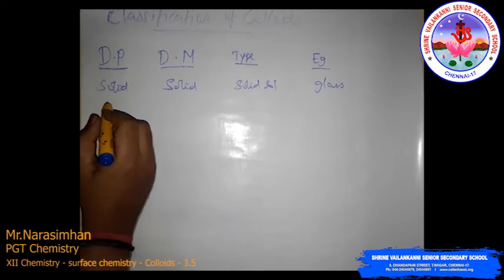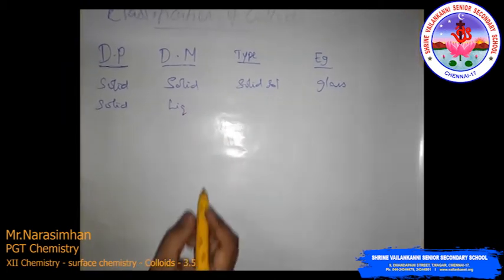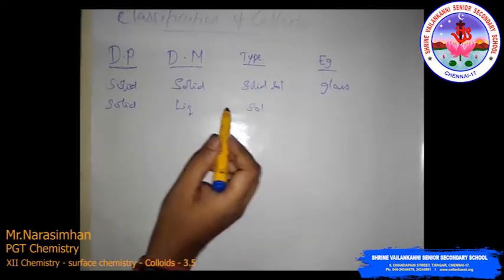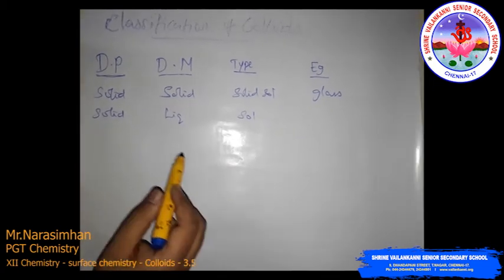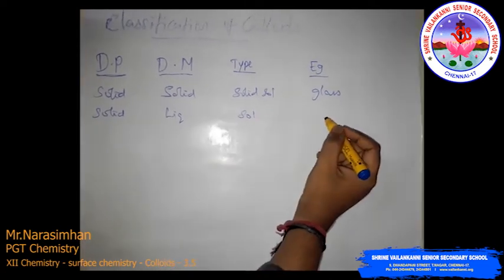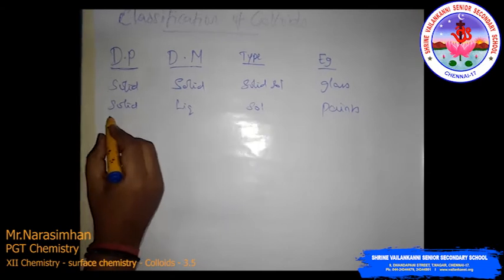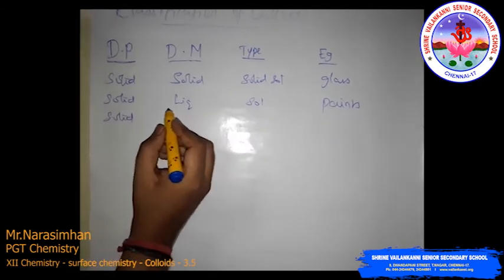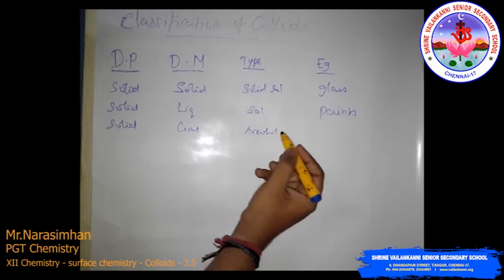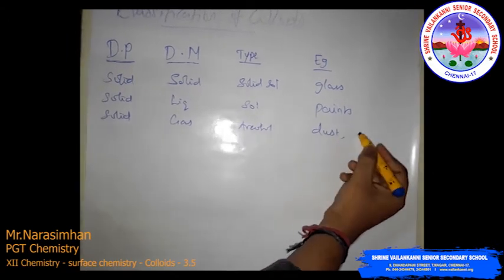Okay, then next, the dispersed phase is solid, but the dispersion medium is a liquid. This is called sol. The very important one. What does sol mean? The dispersed phase acts as a solid and the dispersion medium acts as a liquid. That is called sol. Examples are paints and cell fluids. Then the dispersed phase is solid and the dispersion medium is gas. The type of colloid is aerosol. The aerosol examples are dust and smoke.